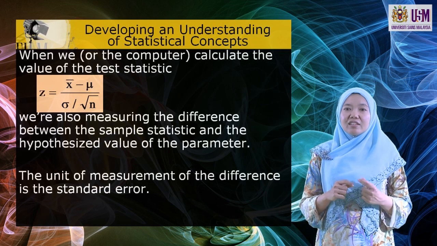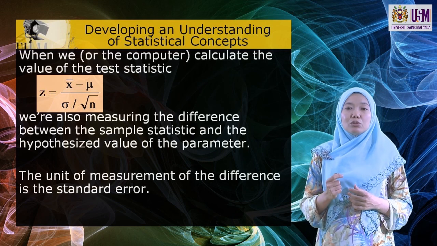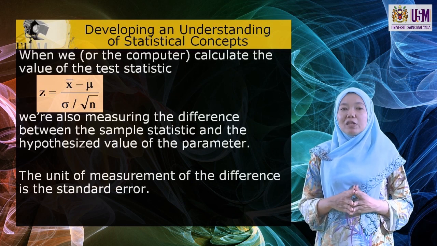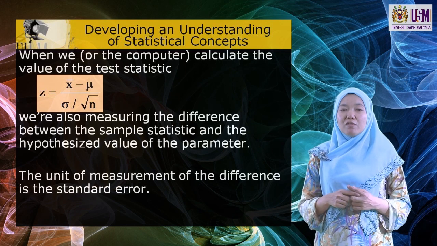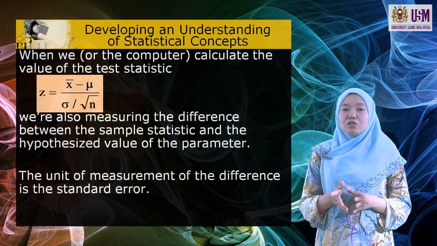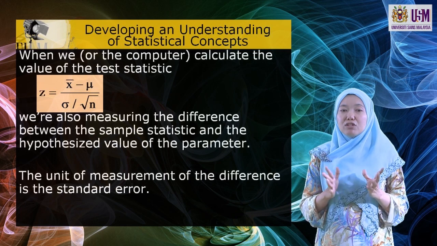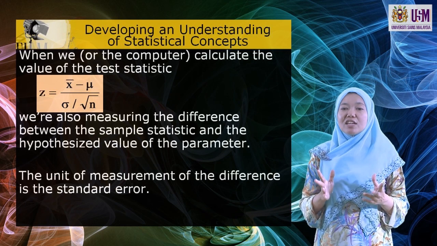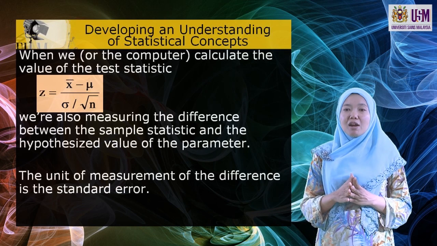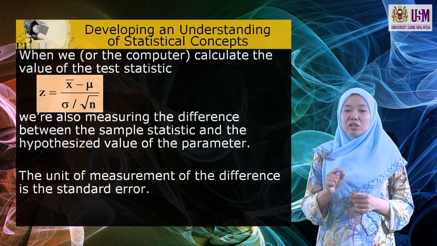Now, when we discuss an understanding of the statistical concept, what we do next is for the computer, or for you manually, to calculate the value of the test statistic using the Z-score formula with a little bit of adjustment. So Z equals X bar minus mu divided by sigma divided by the square root of n. The bottom part of the formula is what we call the standard error of the sampling distribution. We are also measuring the difference between the sample statistic and the hypothesized value of the parameter, and the unit of measurement of the difference is the bottom part of the formula, which I referred to just now as the standard error.